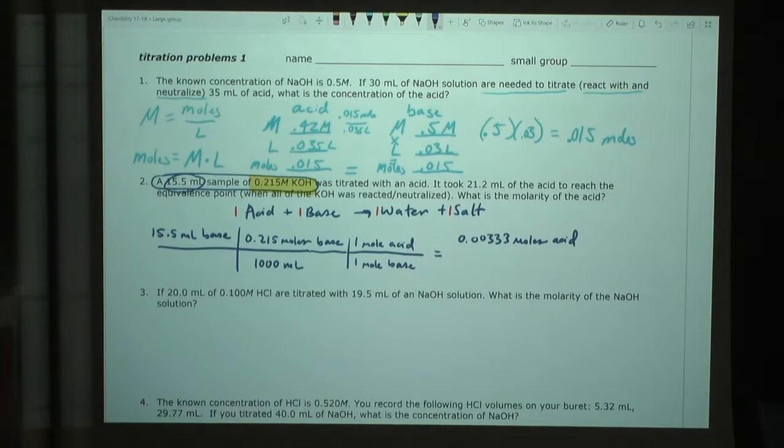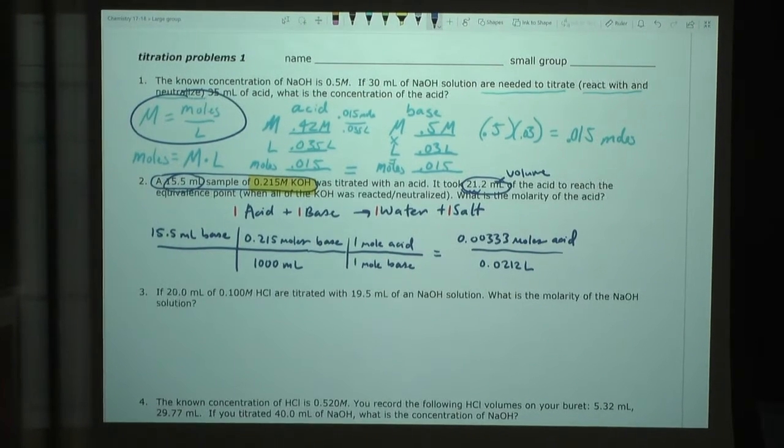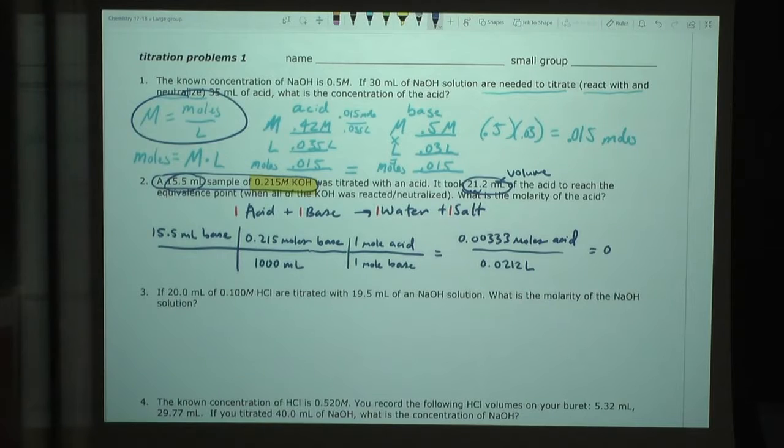And I need molarity. Mr. Mitchell mentioned earlier, molarity is moles per liter. Well, it says here we used 21.2 milliliters of the acid, so that's my volume. I'm going to put that in down here as liters. Again, move that decimal over thrice. 0.0212 liters. That's just a milliliters to liters conversion. So if we divide that by 0.0212 liters, we get a molarity of 0.16 or so molar acid, moles per liter acid.